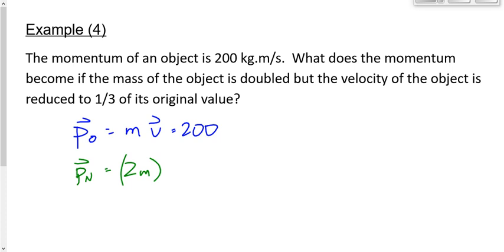What's the symbol now that we're going to use for velocity? It's 1/3 of v. Instead of v, it's 1/3 v.